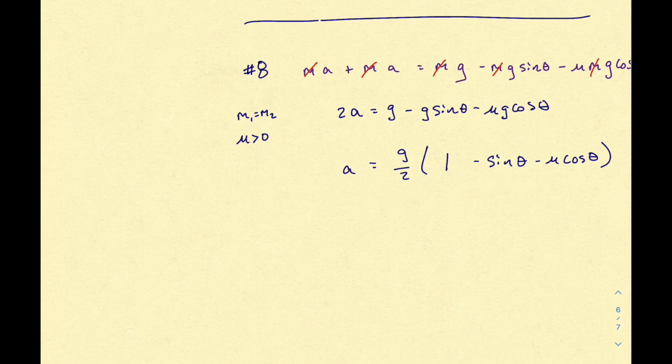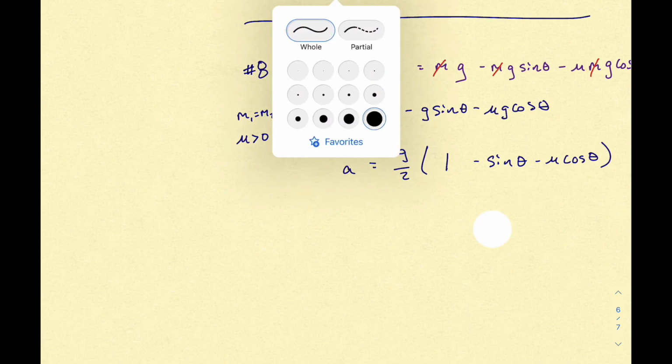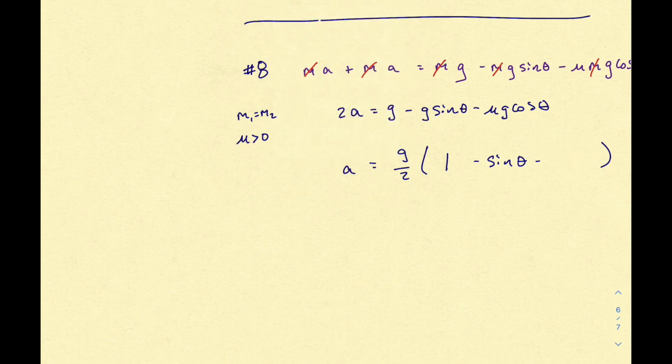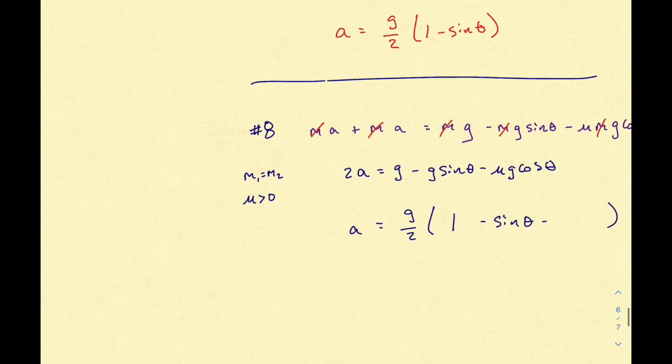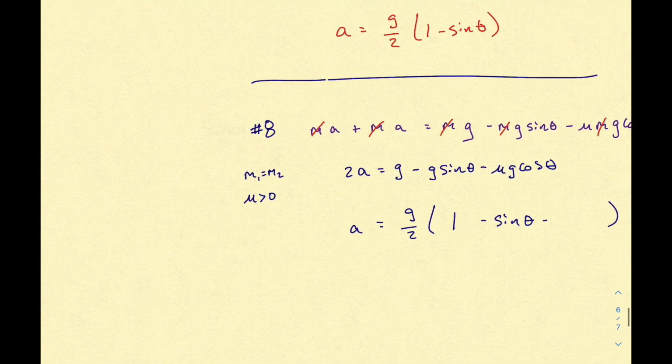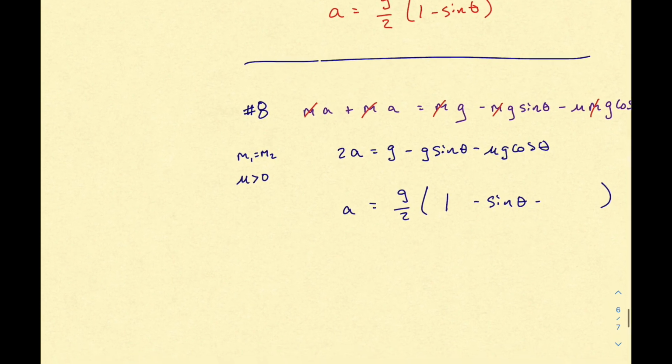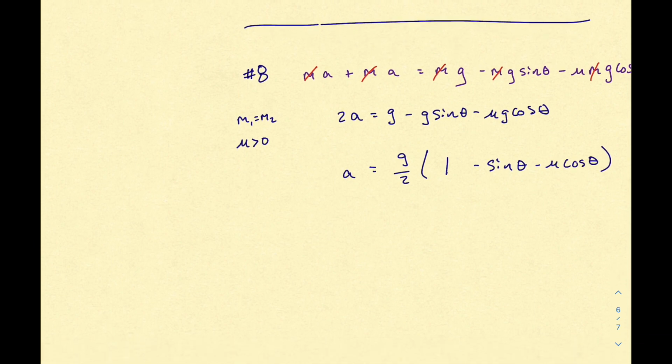And it makes sense that if we were to have a coefficient of friction of 0, then this whole term here would go away. So that would go away, and that makes sense. So again, we get back immediately the same acceleration that we would have had before. Okay, so that's good.